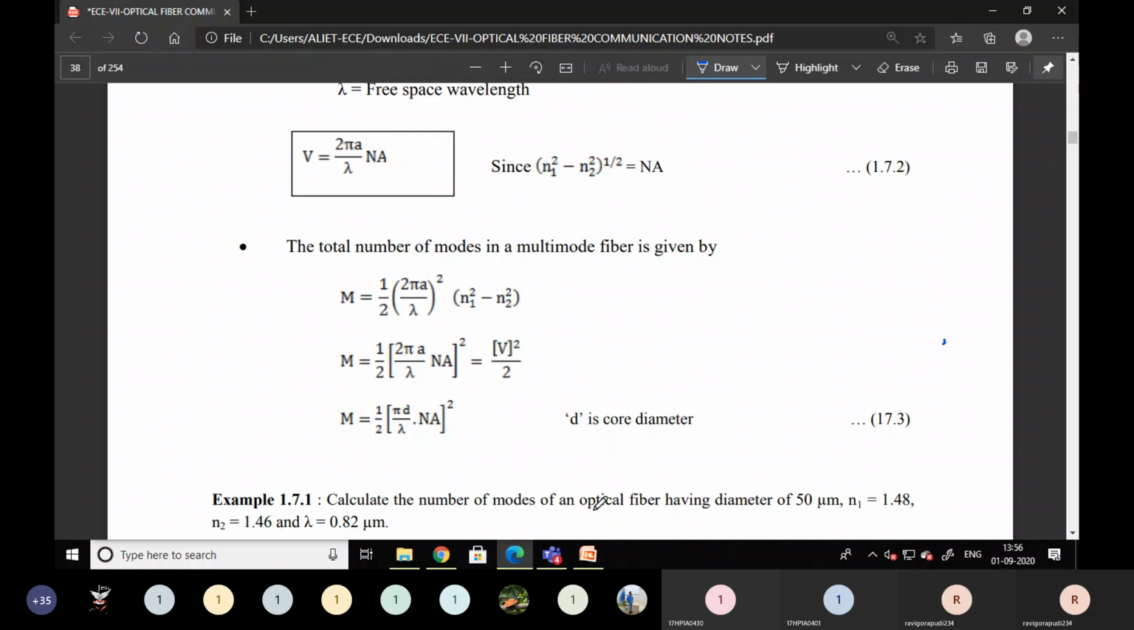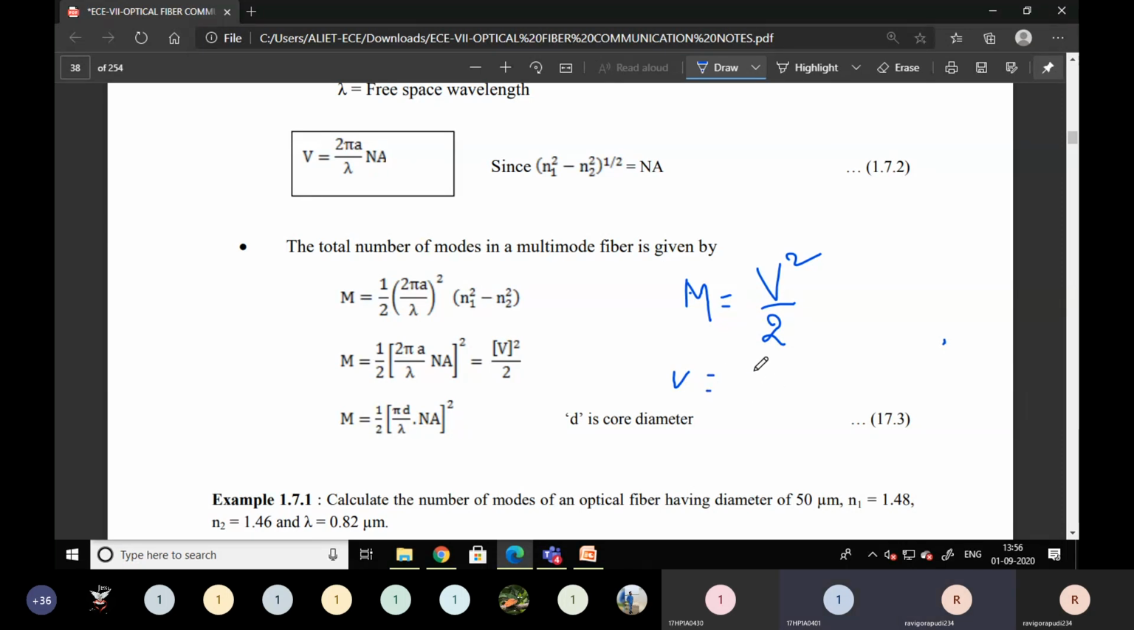Okay, sir. Then what is the formula for this one? Step index fiber, what is the formula for number of modes? Number of modes, M is equal to V square by 2. This is the formula. V is not given here. That's why we have to find the V value.